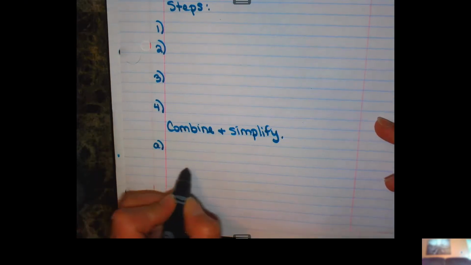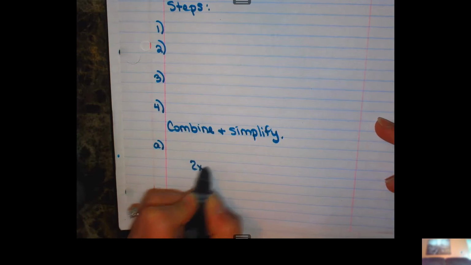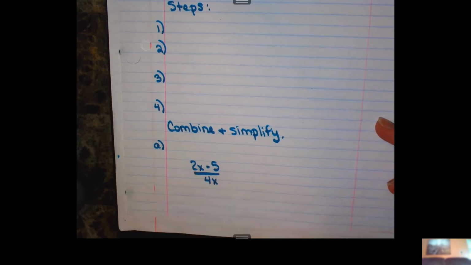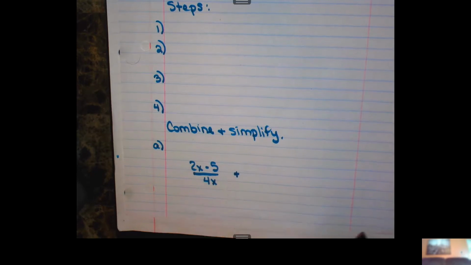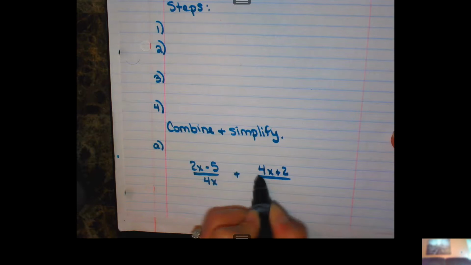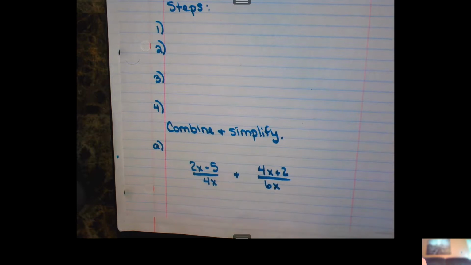So I'm going to put this maybe down here, and I'm going to write 2x minus 5 over 4x. And then I'm going to leave some room next to it. The next fraction is 4x plus 2 over 6x. We cannot combine these yet because there is no common denominator. We need these to be the same. So the first thing we're going to do, we're going to go back up to our steps.